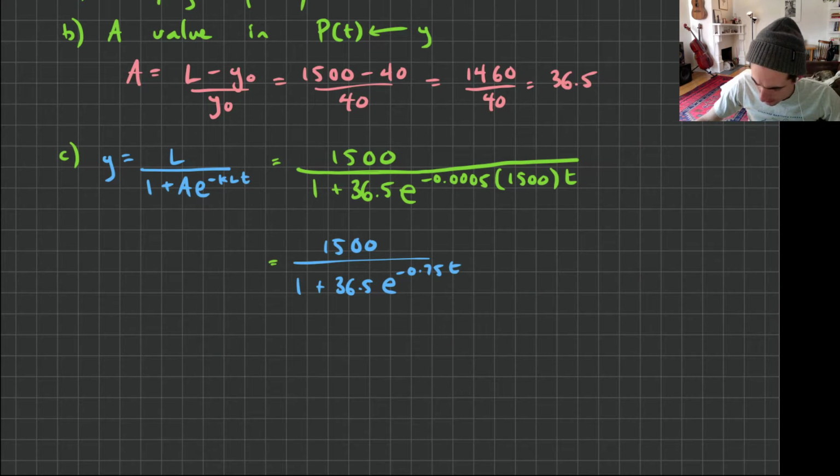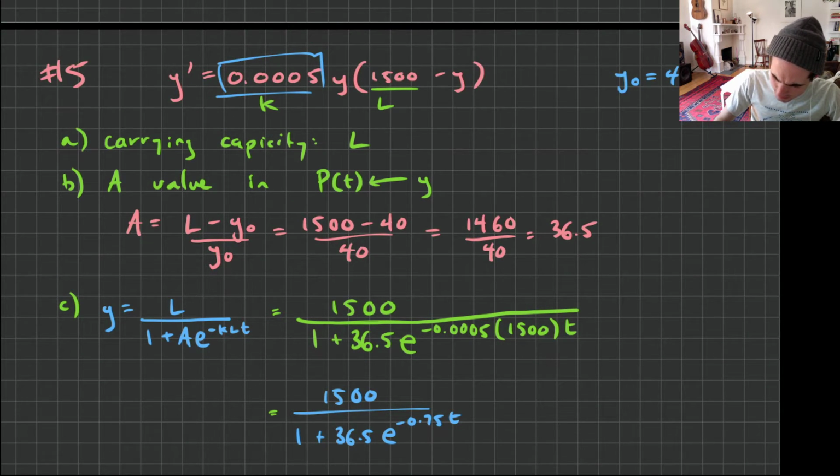Okay, so that's that one. There's our formula for the population. Let's take a second to interpret this. What this equation is saying is that if we want to know the rate of change of a population, we take the current population and multiply it by 0.0005. So at any given time, you can multiply the current population by this, and that's what the rate of change is going to be.